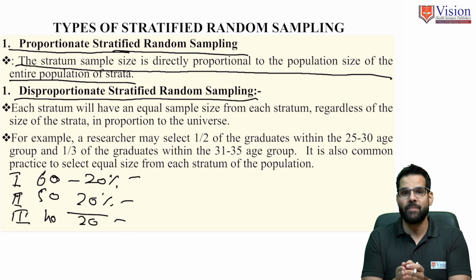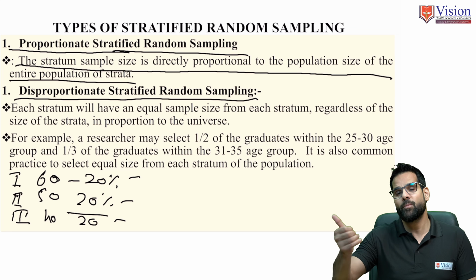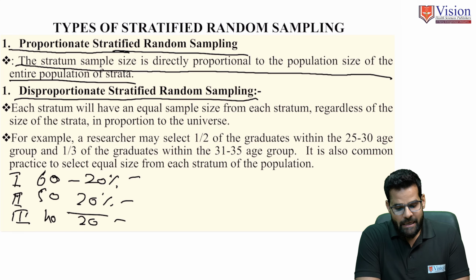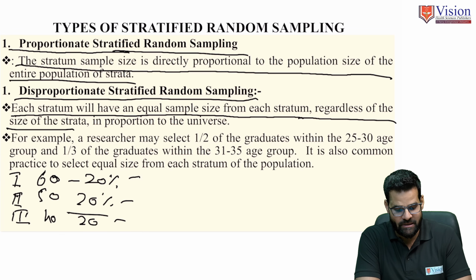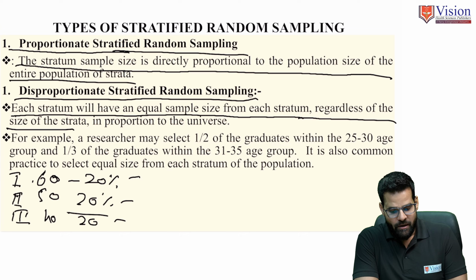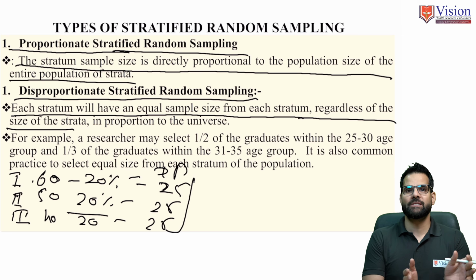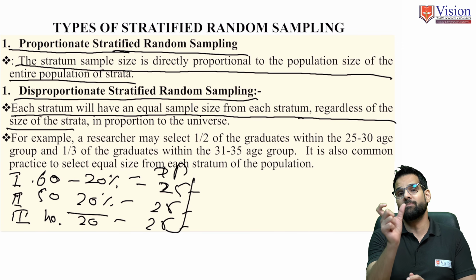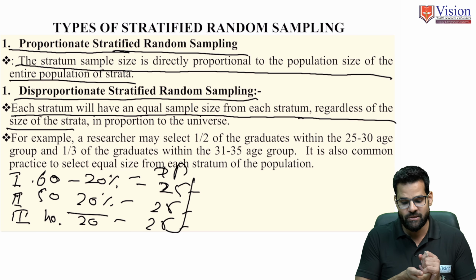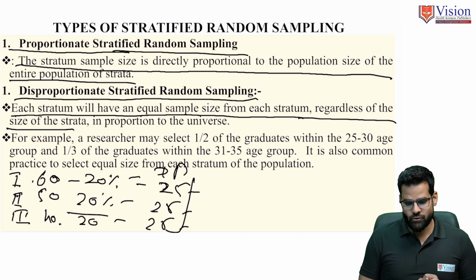We select the sample, and its size is determined based on the population proportion. What is disproportionate? Each stratum will have an equal sample size regardless of the size of the stratum. Now here are 60, 50, 40. So in disproportionate, what do I do? I'll take 25, 25 and 25 from each. I'm not considering whether they are 40 or not. They are 40, they are 60, they are 50, but still I'll take 25, 25, 25. So the sample size would be equal. That kind of stratified sampling is known as disproportionate sample size. Okay, so those are the two types.